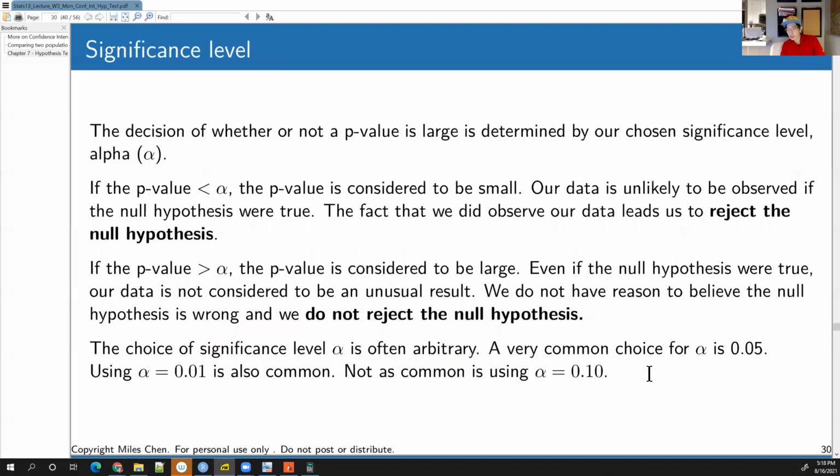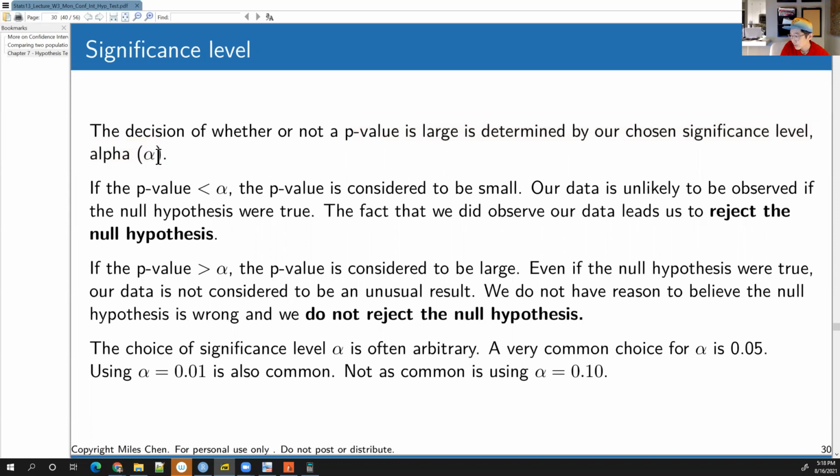So whether we decide to reject the null hypothesis or not is going to depend on how large our p-value is. And what we do is we compare our p-value to some chosen significance level alpha. Okay, so is our p-value considered large or small?